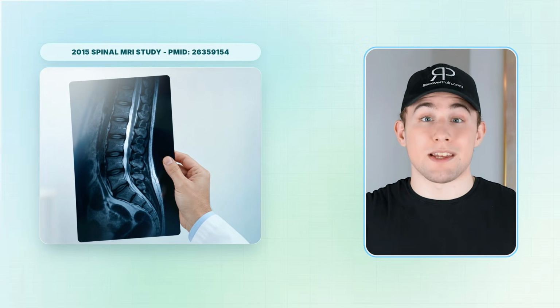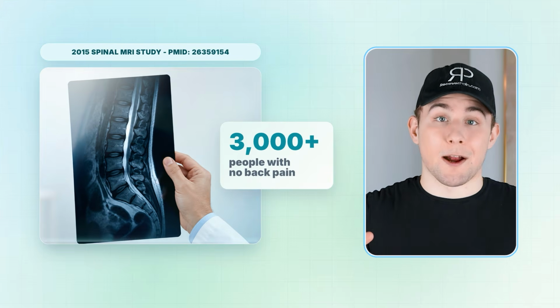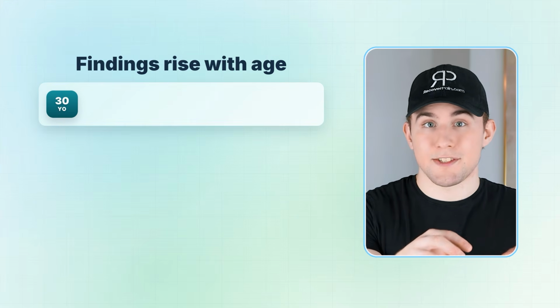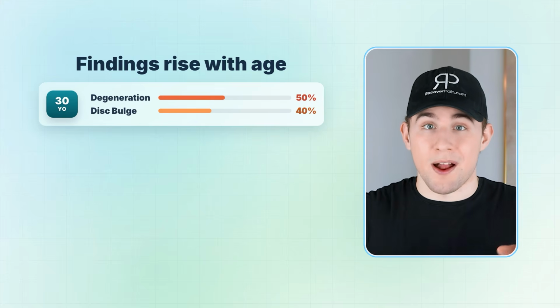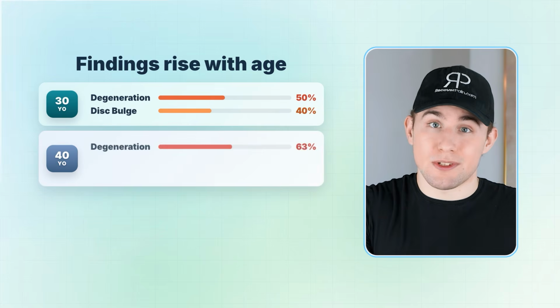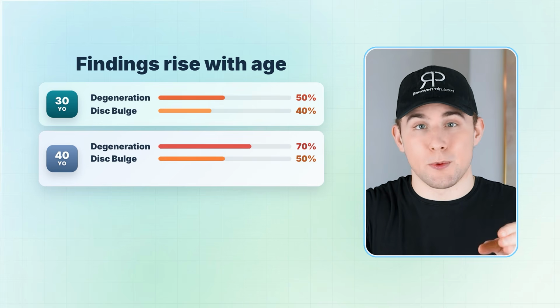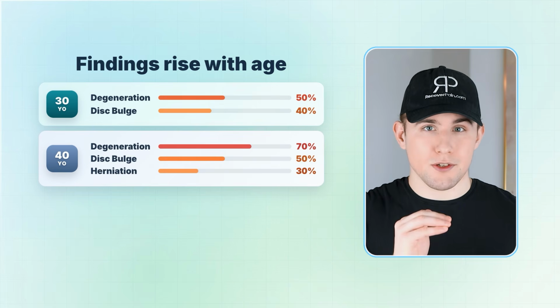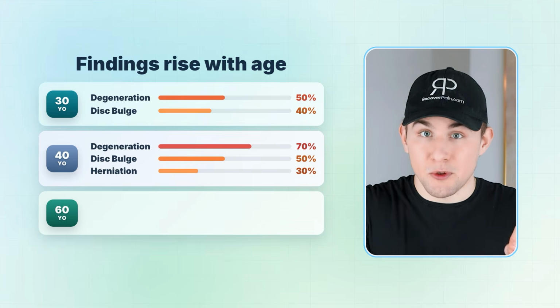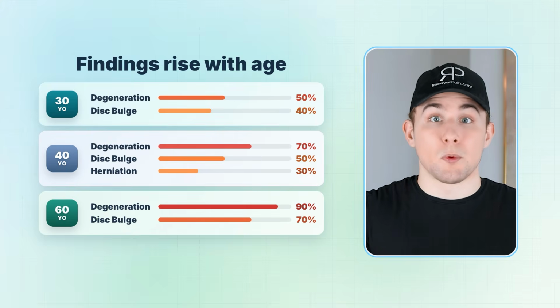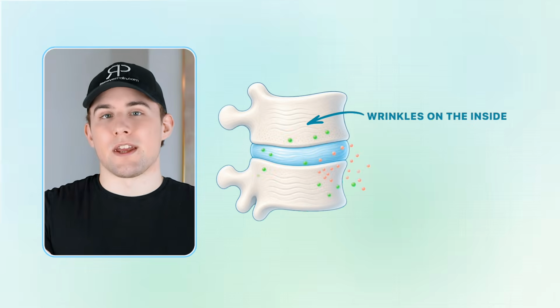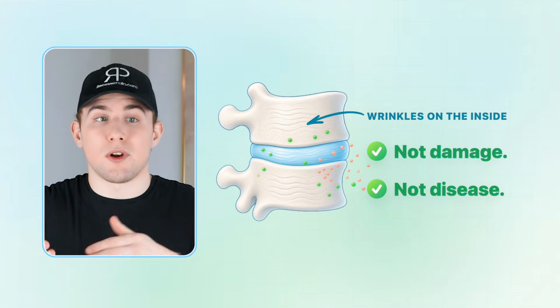In 2015, researchers ran one of the largest spinal MRI studies ever done on over 3,000 people with zero back pain. In the 30-year-old group who took MRIs, 50% had spinal degeneration, 40% had disc bulges with zero back pain. In the 40-year-old group, 70% had degeneration, 50% had disc bulges, 30% had full disc herniations with zero back pain. In the 60-year-old group, 90% had disc degeneration and 70% had at least one disc bulge. And these are people with no pain. Pain scientists have started calling these wrinkles on your spine. Almost everybody has them at a certain age. They're not damaged, they're not diseases, they're not reliably linked to pain.